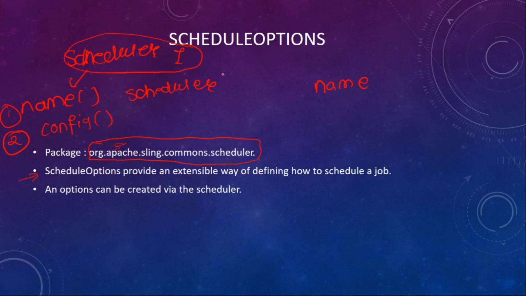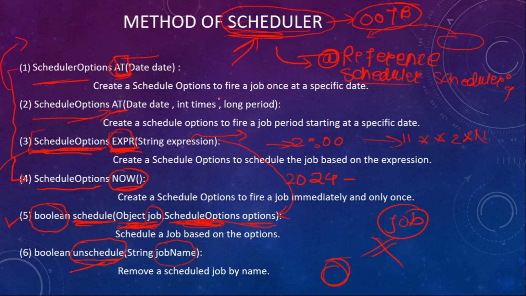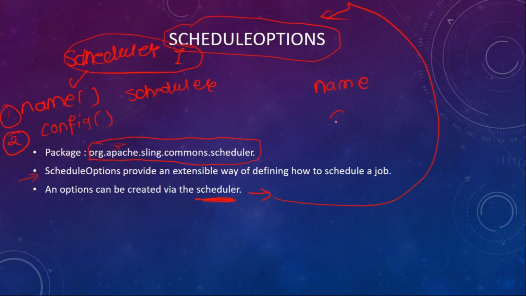So that's why we have introduced this concept, the schedule options interface, and it provides extra functionality to your scheduler while scheduling a job. This is also an interface. So how can we create it? We know that inside this scheduler we have a lot of methods, and all these methods are returning the object of your schedule option. So there is no need to use @reference; you can simply get it by using these methods.